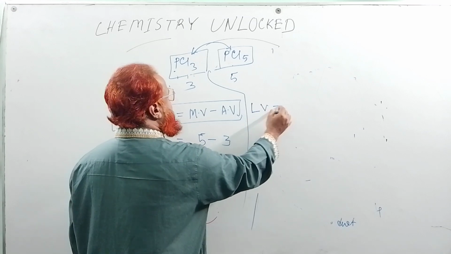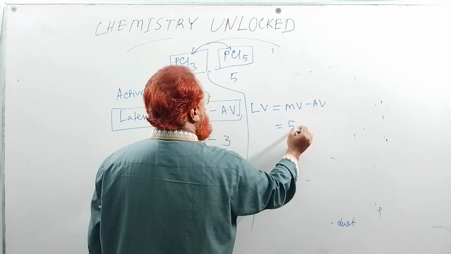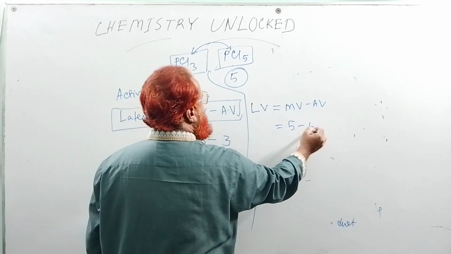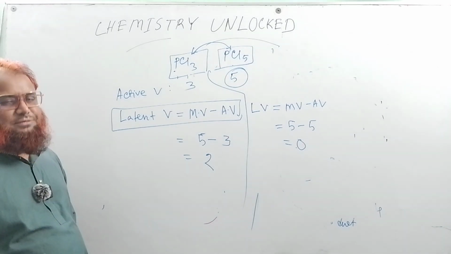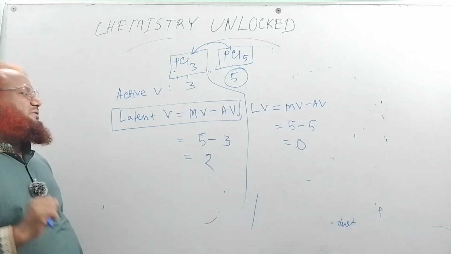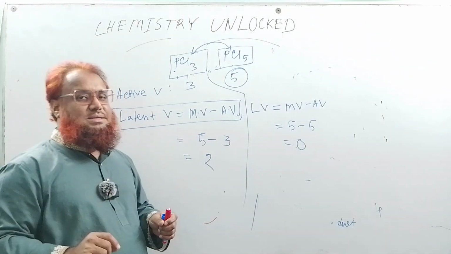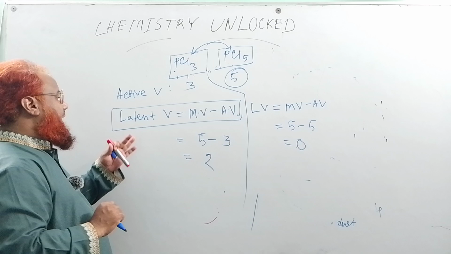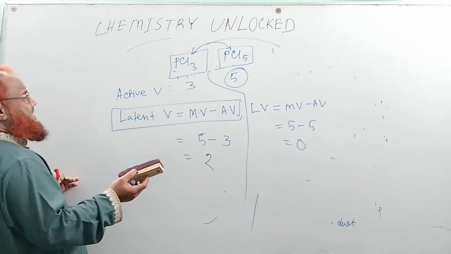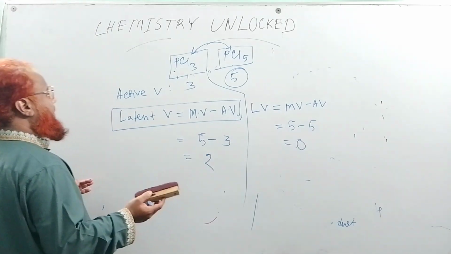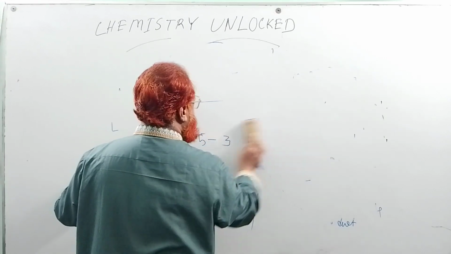Similarly, in PCl5, maximum valency minus active valency. Maximum valency is 5 and active valency is also 5. So it is what? 0. So the latent valency value can be 0 if the active valency is subtracted from the highest valency. Okay. Now, this is the explanation of latent valency and active valency in a molecule. Okay. Now, you can do that example for another molecule also. Okay. So now we'll discuss the next points.